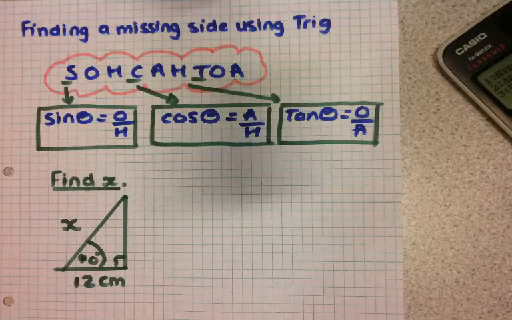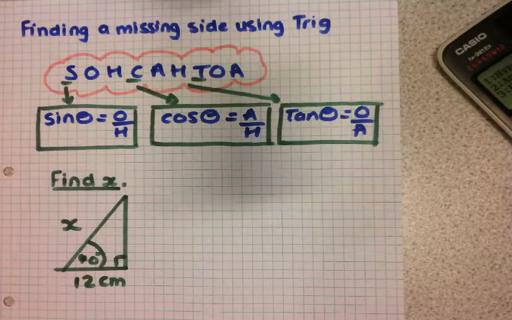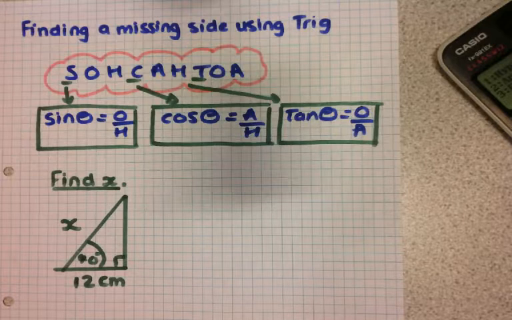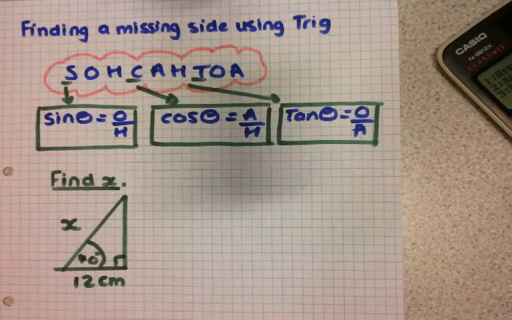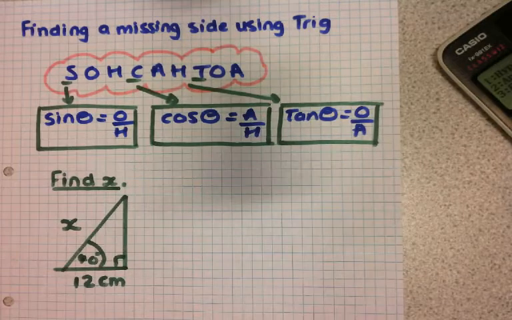So in this video, again, we're going to find a missing side using trig. However, we're going to be in a slightly different situation to before. So I've written down the mnemonic. I've written down the three equations. You don't always have to write down the equations. You will get better at knowing them in your head if you learn SOHCAHTOA.